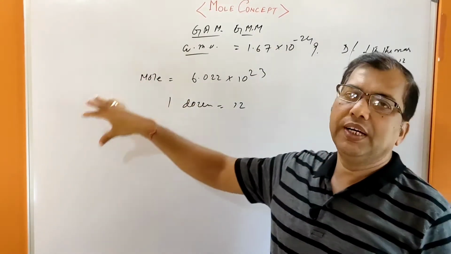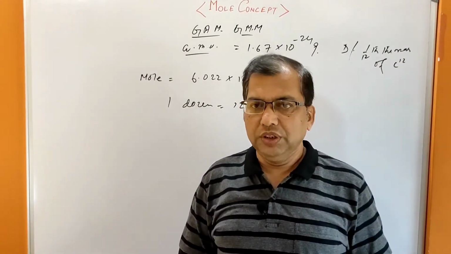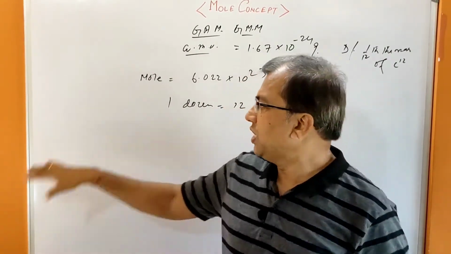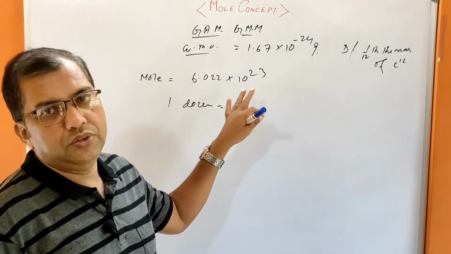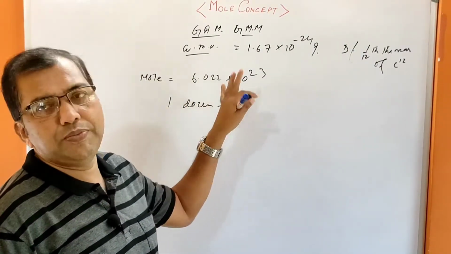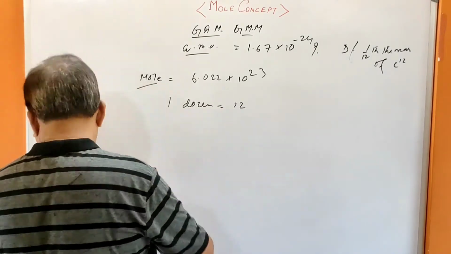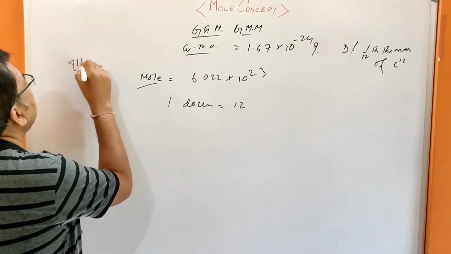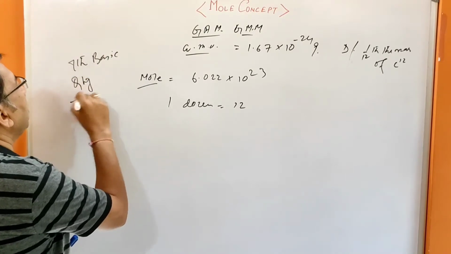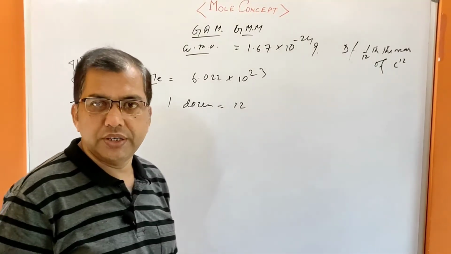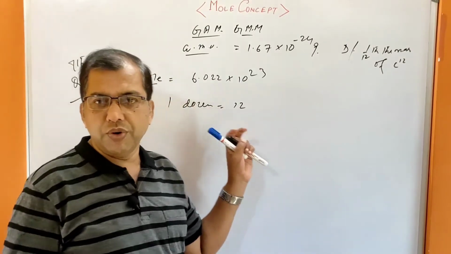And what we have learned in physics and chemistry also, this basic quantity, the mole, is considered the 7th basic quantity. Clear? The 7th basic quantity. Mole is considered the 7th basic quantity.